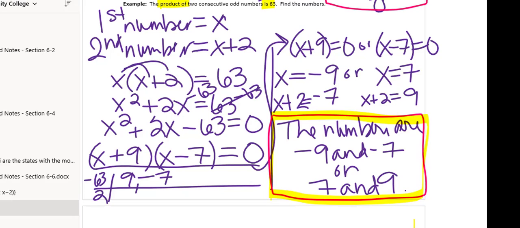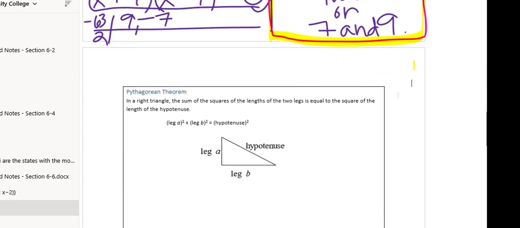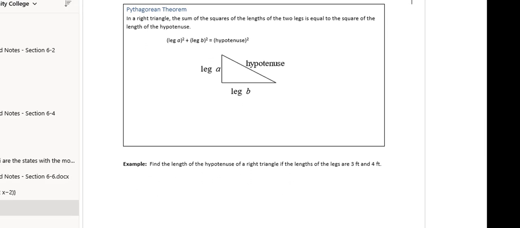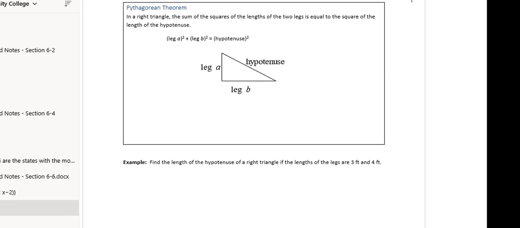Okay, well, let's take a look at the Pythagorean theorem. All right, I love the Pythagorean theorem. Love, maybe that's a little bit strong, but it's a wonderful theorem, okay? We'll just read it through and I'll pick out a couple of important pieces of information. Pythagorean theorem: in a right triangle, the sum of the squares of the lengths of the two legs is equal to the square of the length of the hypotenuse. And it gives you the formula, leg a squared plus leg b squared is equal to hypotenuse squared.